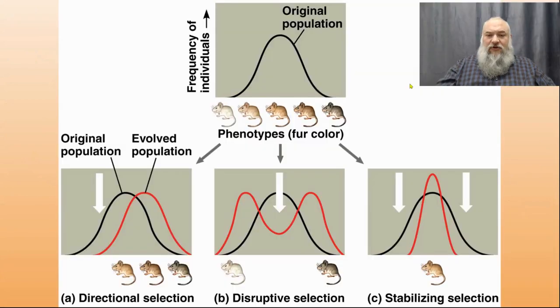So some pictorial examples here. So here we got kind of our original population of mice with different fur colors. Think back to the rock pocket mice a little bit. So here's the normal distribution. We got a lot in the middle, the really dark, the really light.